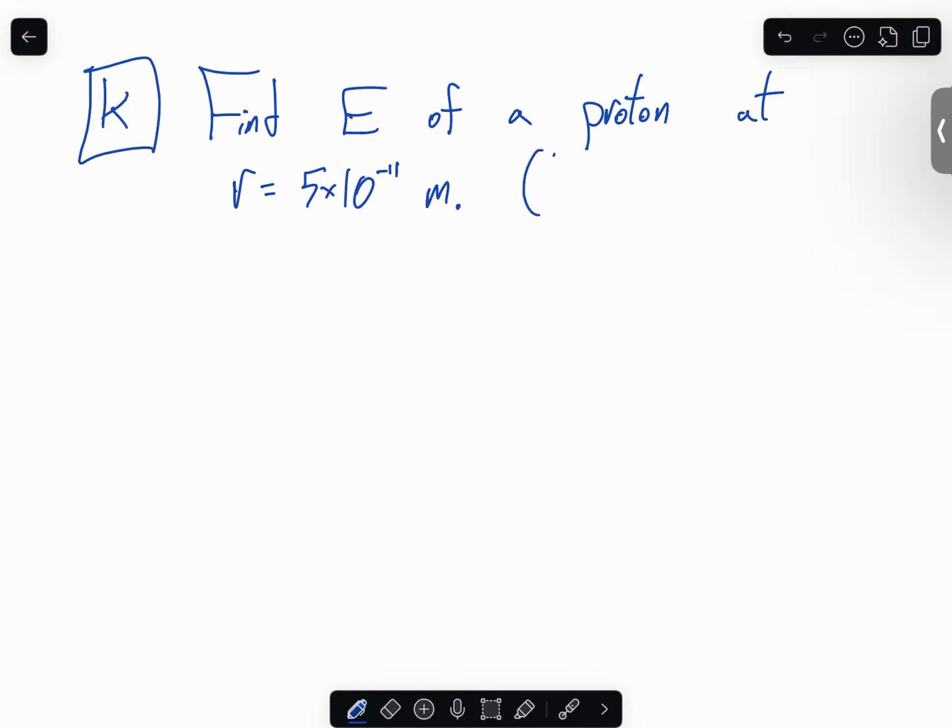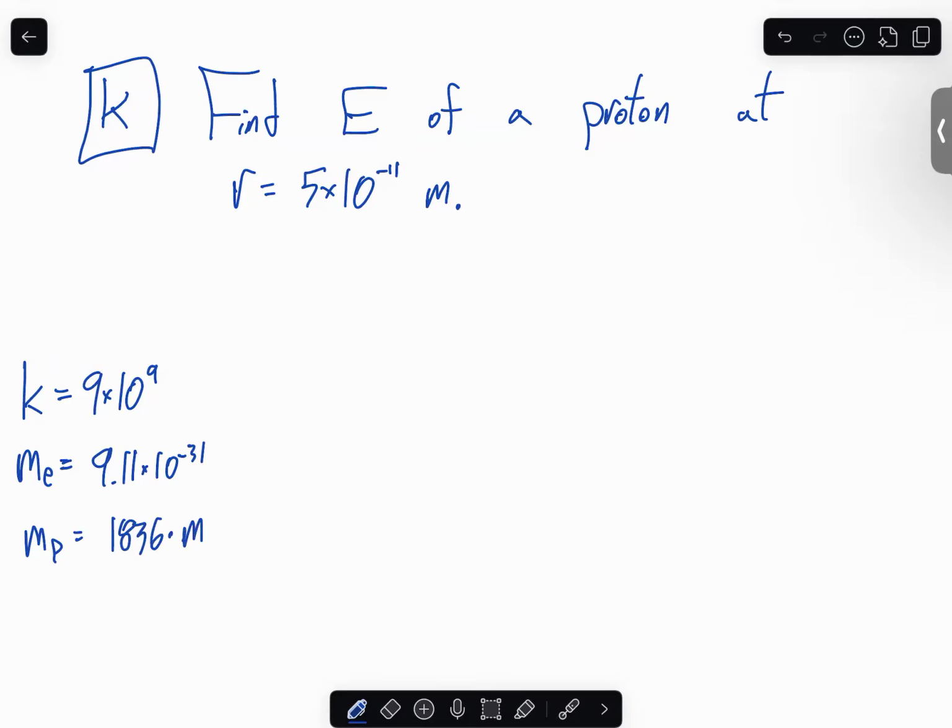I will remind you. Actually, I'm going to give you a whole bunch of constants, and you have to think about what is important. The K constant, 9 times 10 to the 9. The mass of an electron is 9.11 times 10 to the negative 31. Mass of a proton is 1836 times the mass of an electron, I think. What else could you possibly need to know? What else could you possibly not need to know? Yeah, I'll give you that. Oh, right, the charge. Charge of an electron.